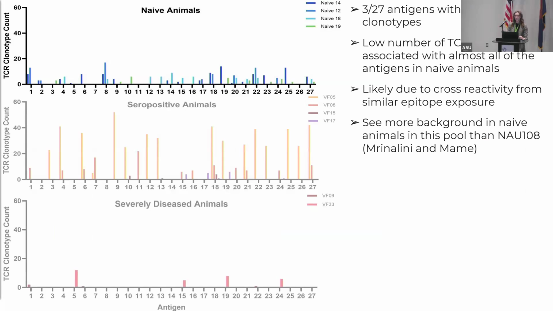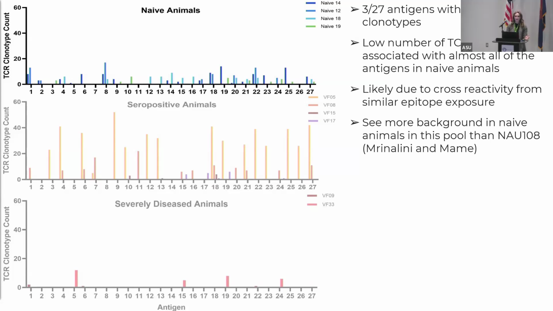And so what we see here, on the y-axis, we have a TCR clonotype count, and along the x-axis is all 27 of our antigens. So in the naive animals at the top, we see only 3 of the 27 antigens associated with greater than 10 clones across our animals. This low number of T cell receptor clonotypes associated with all of the antigens in these naive animals is likely due to cross-reactivity from similar epitope exposure in the past.